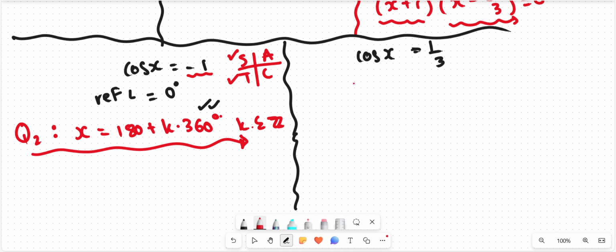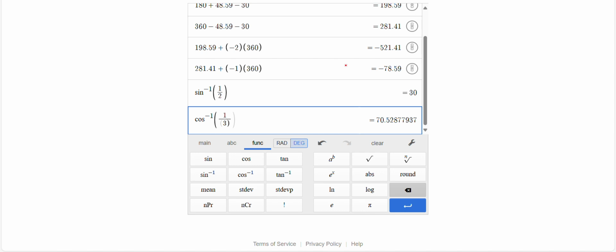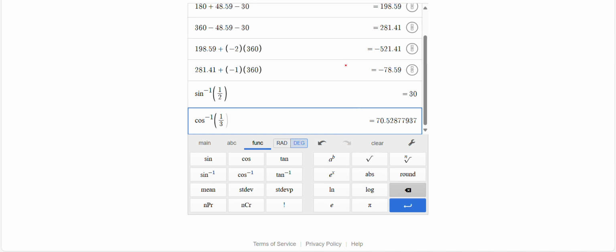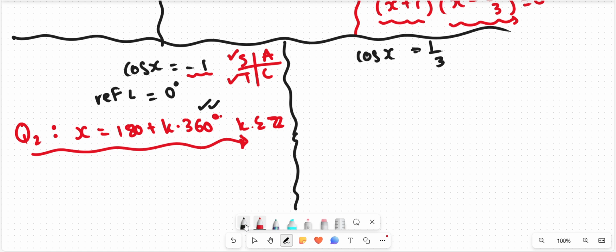Then this side, let me again go on to my calculator. So now I'm looking for 1 over 3, and that is 70.52. Is it 52? No, it's 53. So this reference angle is 70.53 degrees. Where does this take me? Cos is positive, so it takes me in quad 1 and it takes me in quad 4.